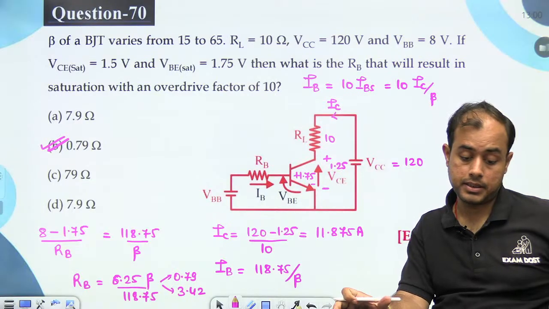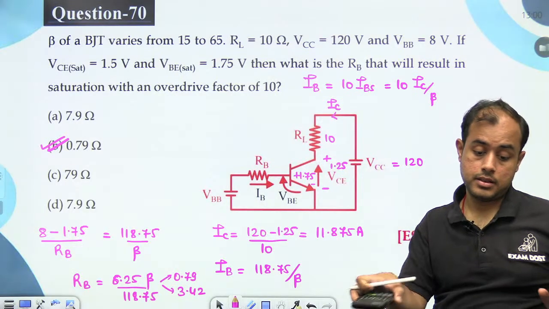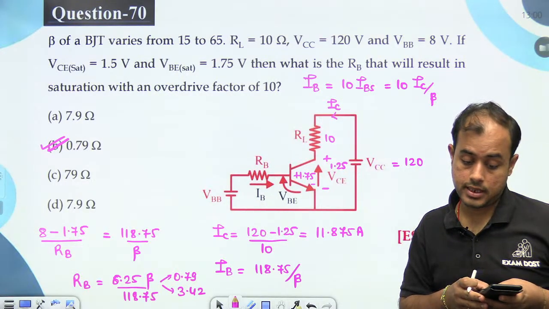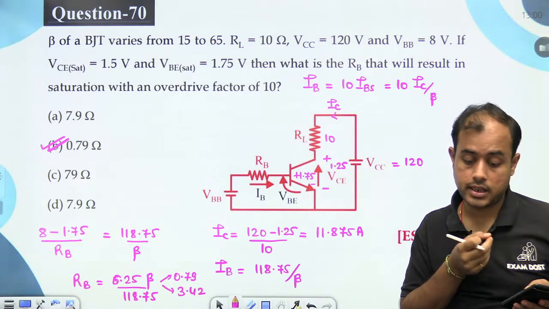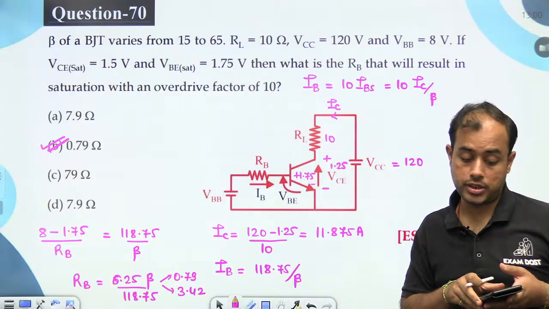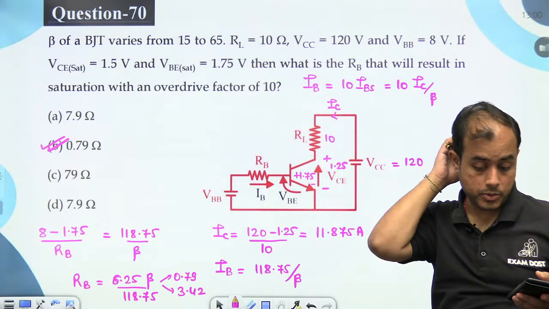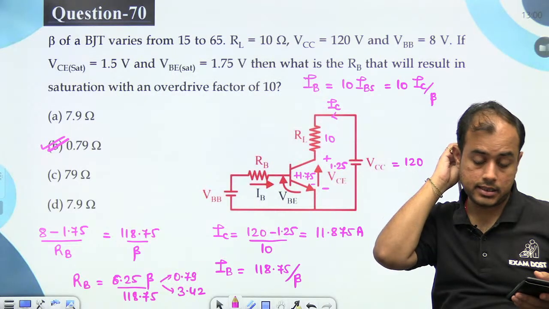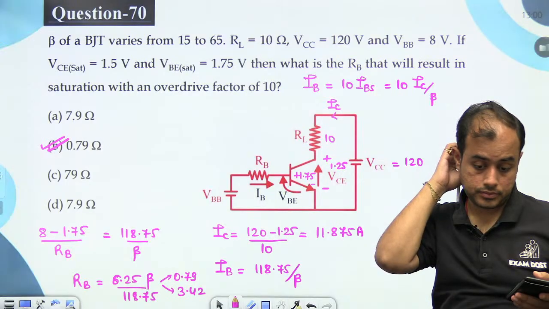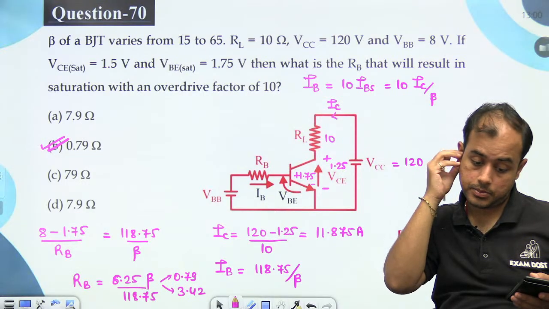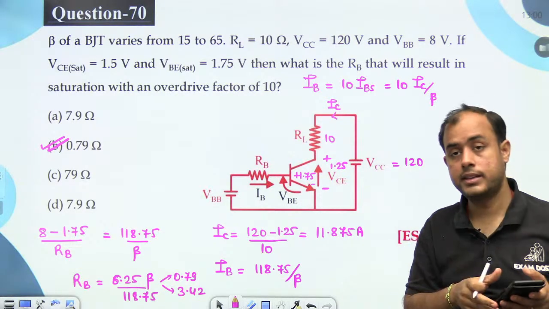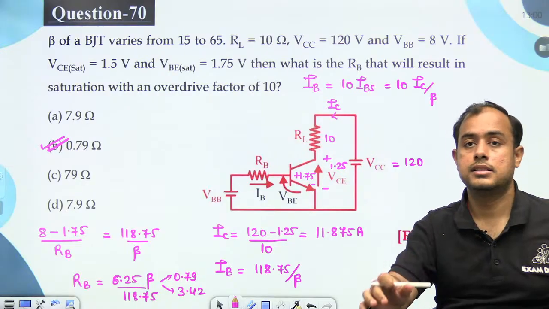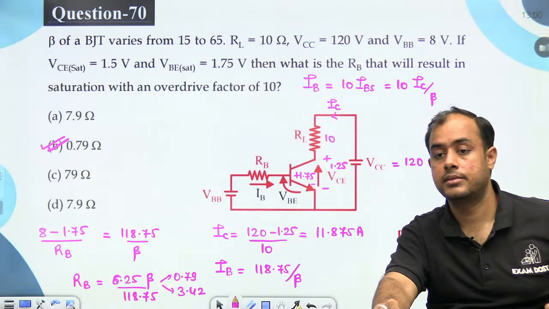एक सेकेंड, बीटा 15 है, ये 10 ओम हुआ ना, 11.875. तो यही आना चाहिए यार इसका. तो B, कैलकुलेशन तो ठीक ही दिख रही है. 11.875, 10 IC बाय बीटा, 118.75 बाय बीटा. ठीक है, 0.79 ही आएगा इसका. The answer will be 0.79.